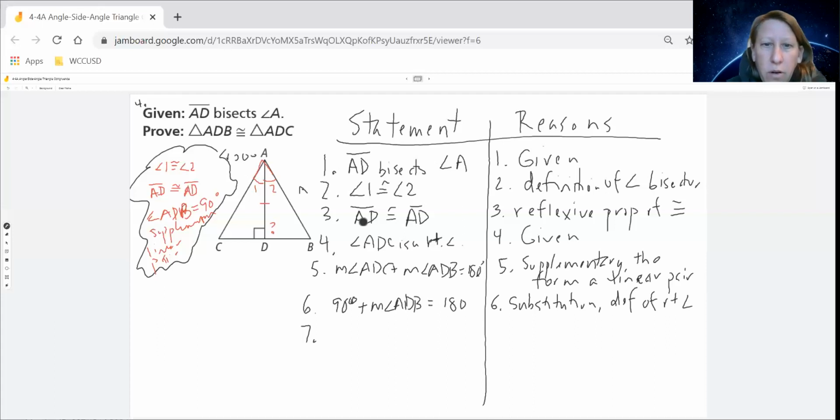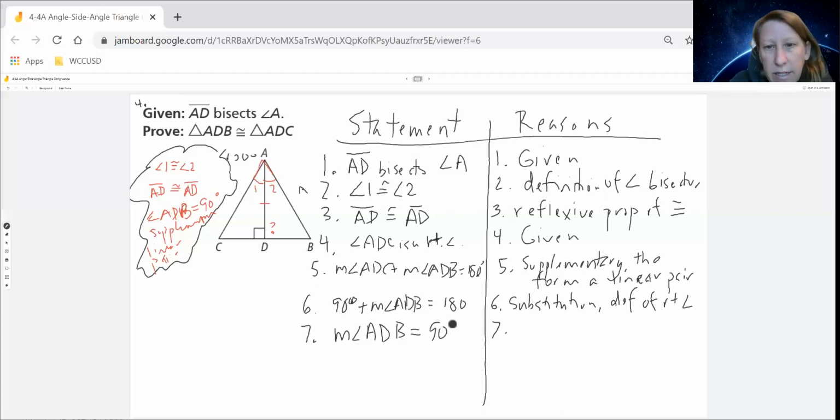Okay, so we know ADC is a right angle, and we know the measure of angle ADC is 90. We know the measure of angle ADC is 90 because it's a right angle. Okay, now this is a math problem. This is almost like algebra. 90 plus something is 180. Do we know what the something is? Okay, yeah, we know that the measure of angle ADB has to be 90.